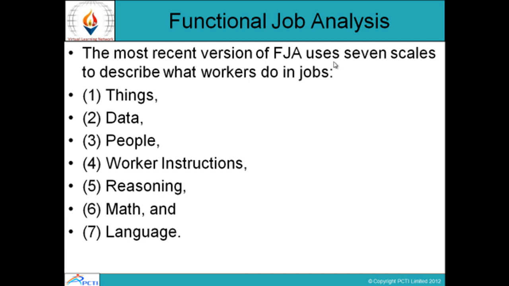The most recent version of FJA uses seven scales to describe what workers do in the job, what are the roles they are actually going to perform. In those seven scales, the first is things. There must be things to perform, there must be data to perform, and people must be there. Then worker instructions, reasoning, maths, and language.